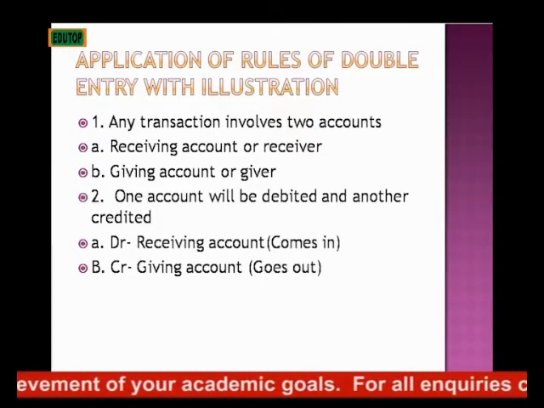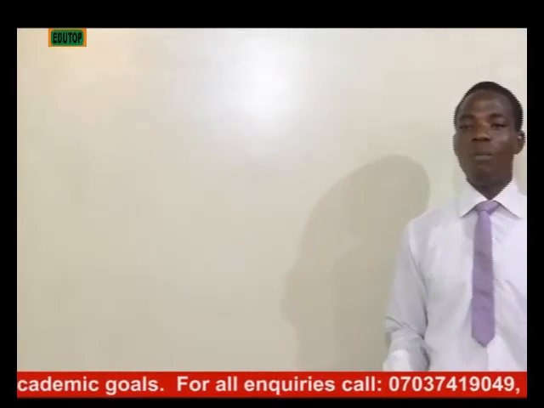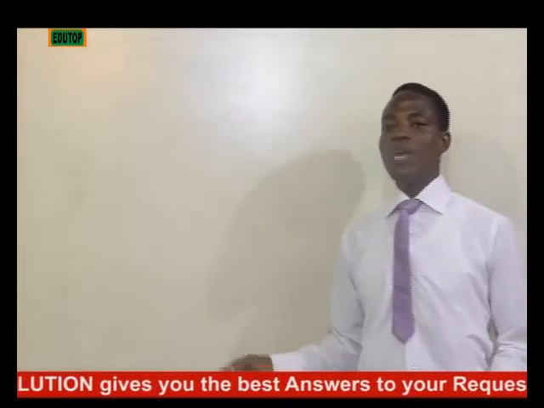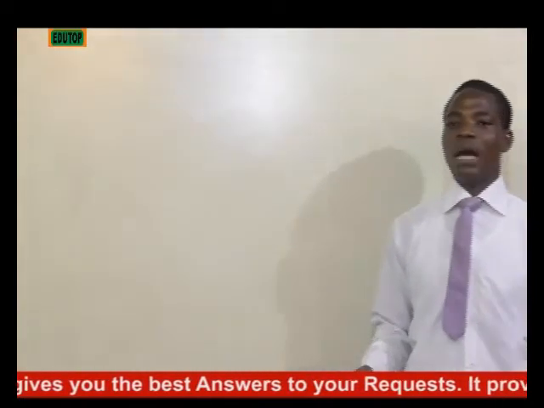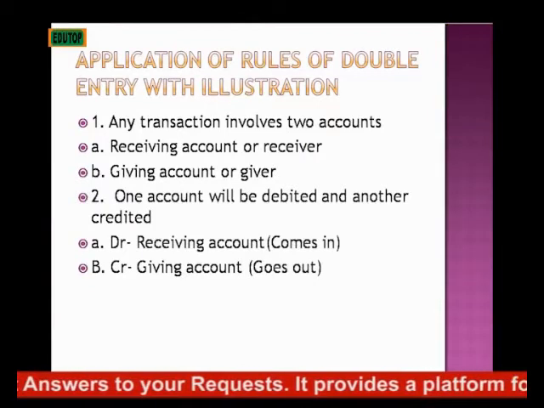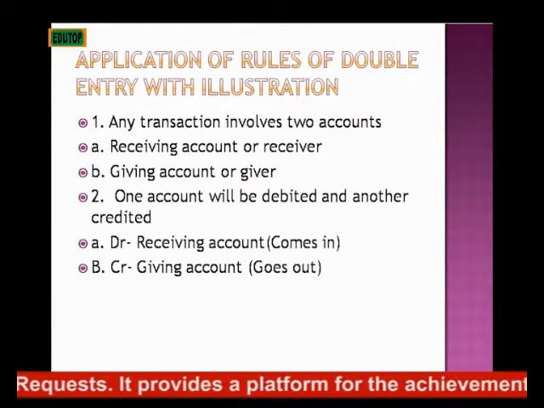Like I said the other time, when one account is credited, then to fulfil the double entry, you must debit the second account. Or if one account is debited, then you will have to credit the second account. A, we have debit, which means the receiving account. When money comes in, it must be recorded, it must be posted on the debit side.